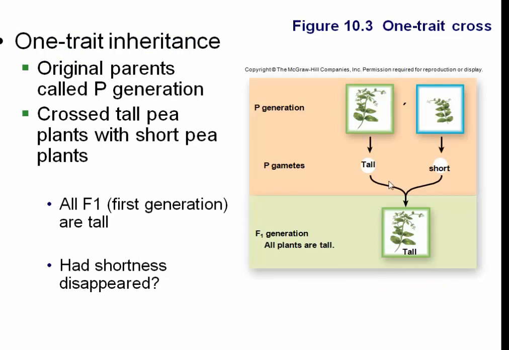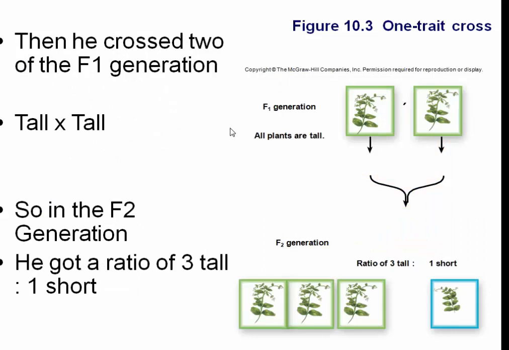All right, for example, tall and short. This is one of the first ones he did. F1 means first generation. So he crossed a tall plant with a short plant. Guess what? He got all tall. He was confused. Why were they all tall? Did the shortness just disappear? Then he took those offspring, the F1 generation, both tall, remember, and he crossed them, and this time he got a ratio of 3 tall to 1 short.